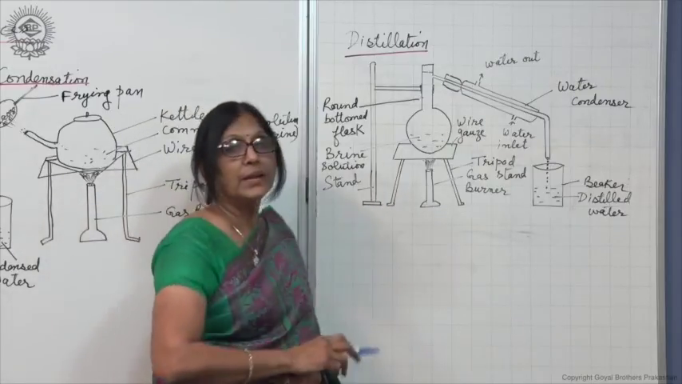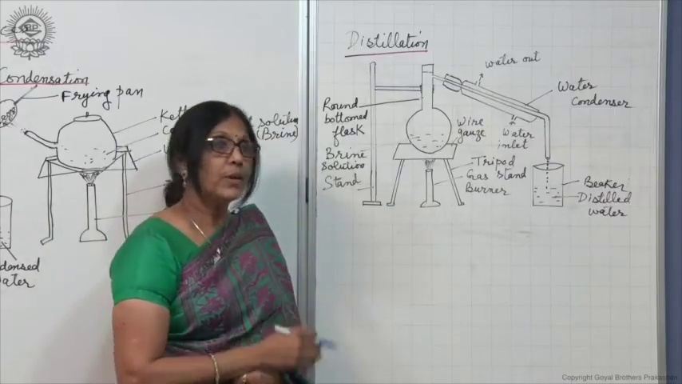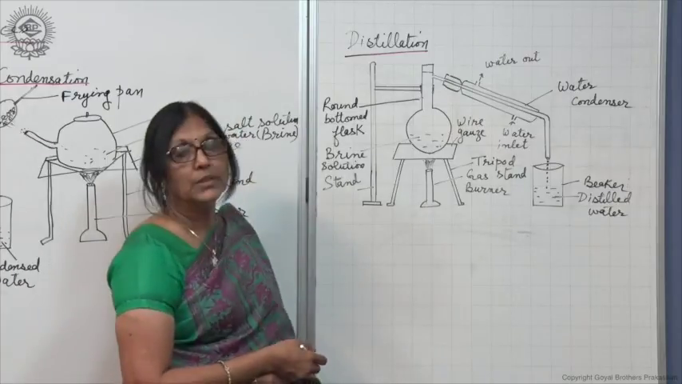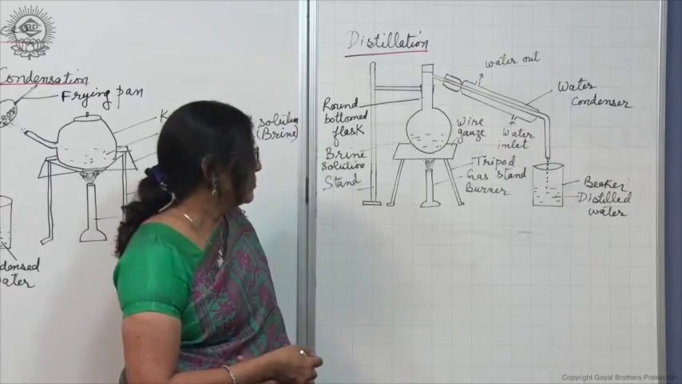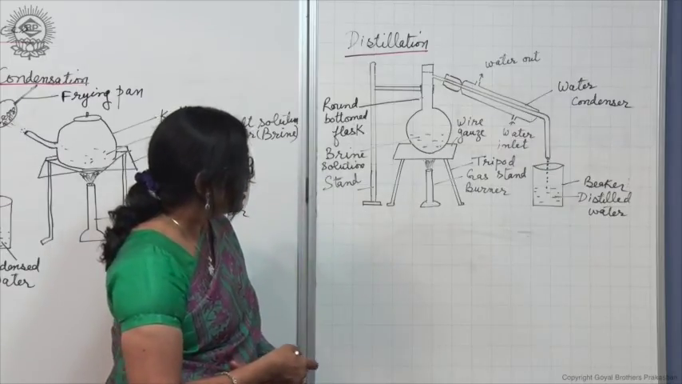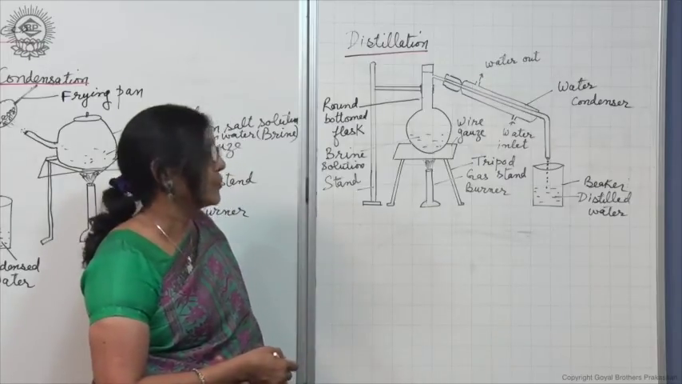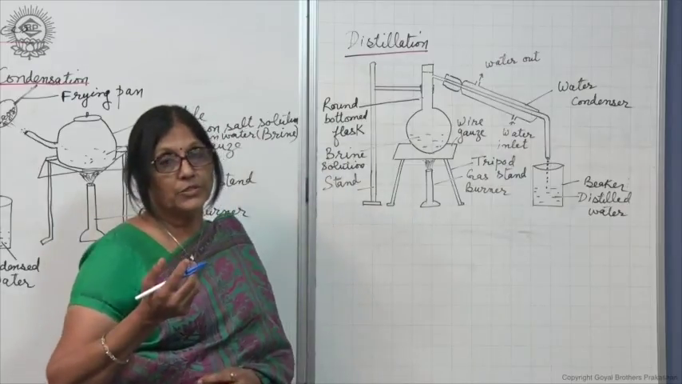Salt will be left behind. Salt will not evaporate. Salt is left behind, and water we can get. So this is another method of distillation by which we can purify water. And also this distillation process can be used to separate miscible liquids.